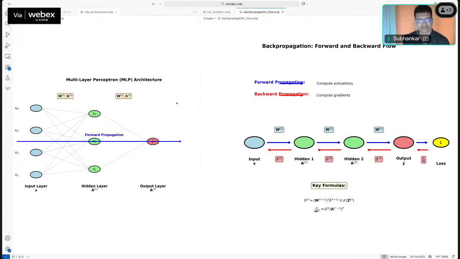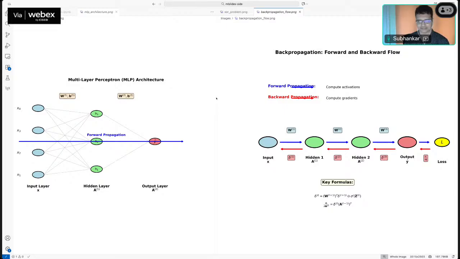Fine. I hope you can see this. It's the same figure on the left-hand side that we have, a multi-layer perceptron. And on the right-hand side is the forward and backward flow. Forward flow is very simple. You start with the input layer X, move to the hidden layers A1, then A2 and A3, as many layers as you have, and finally wherever you stop becomes your Y. You multiply weights and add biases in the middle and apply nonlinearity for every layer.